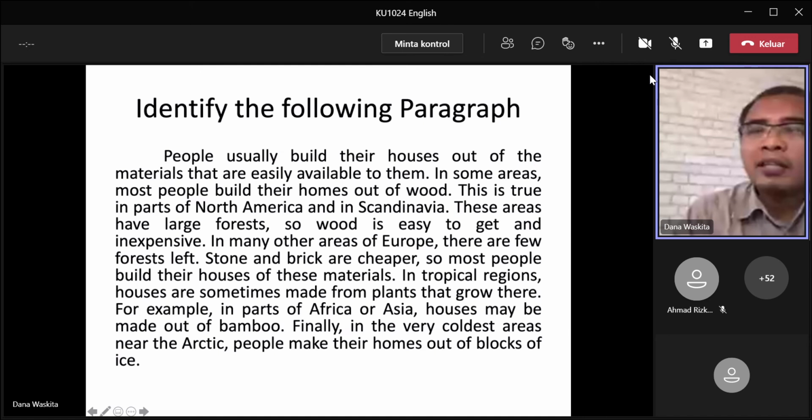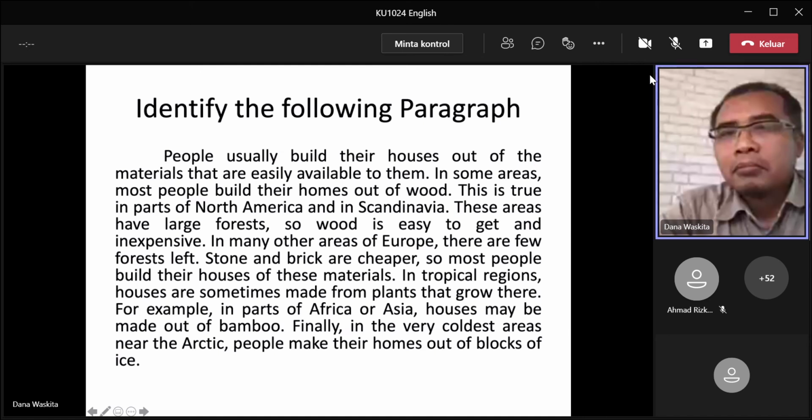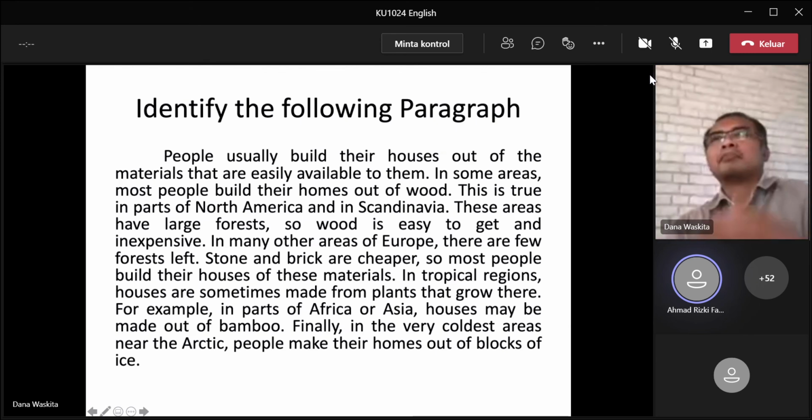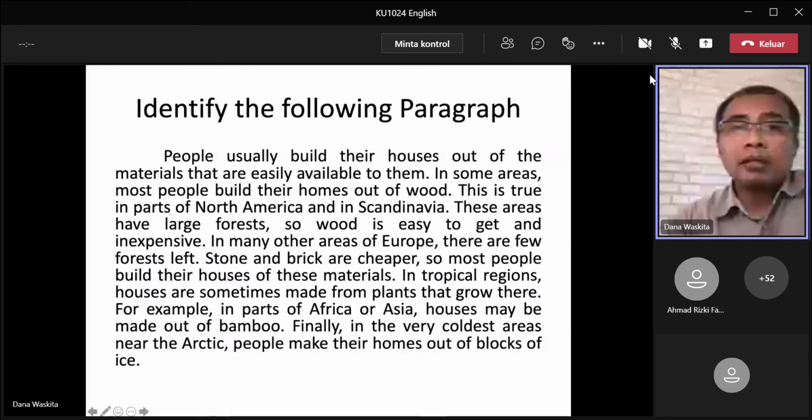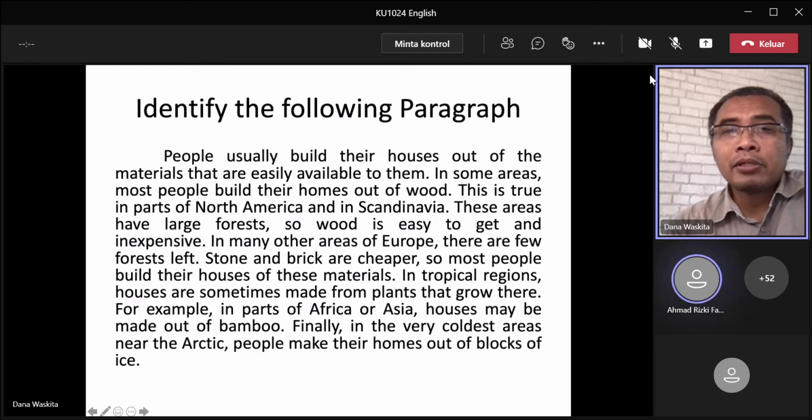People usually build their houses with different materials that are easily available. Yeah, you think that the topic sentence is also the main idea of the paragraph. Do you think so?